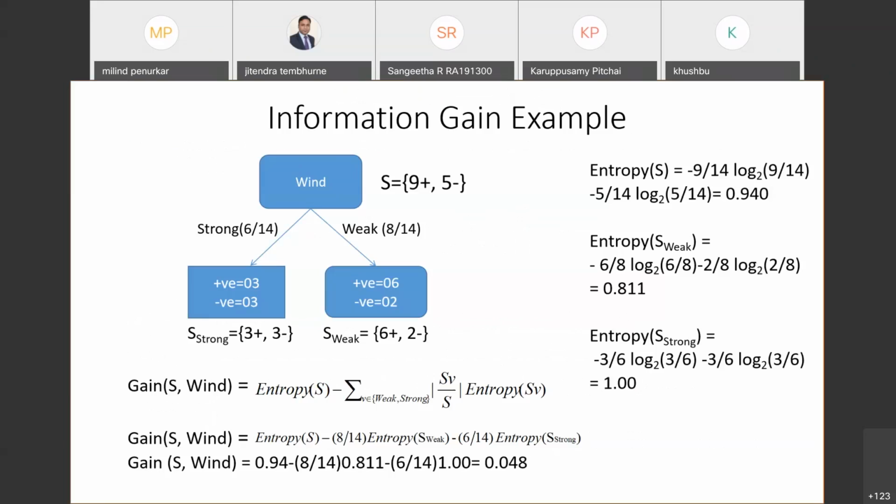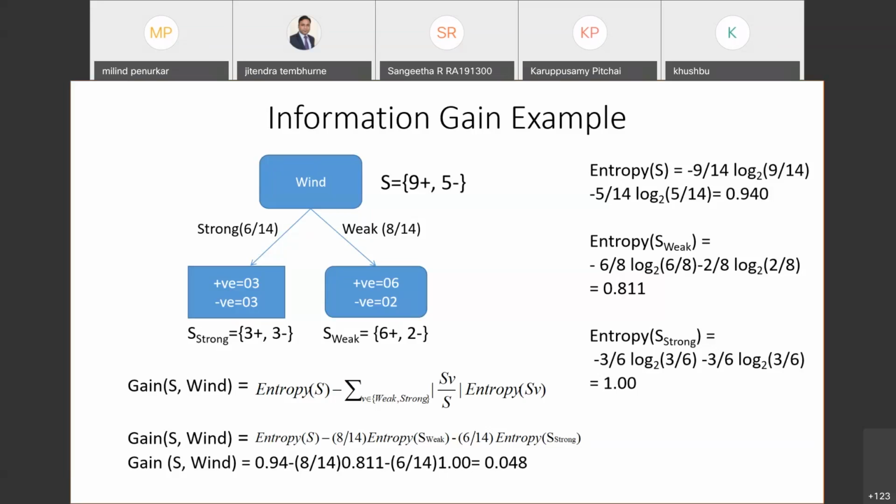Now let's calculate. How do you calculate Gain(S, Wind)? It would be calculated as Entropy(S) minus the summation over values weak, strong of |Sv| divided by |S|, the fraction, multiplied by Entropy(Sv). So we have to consider both: Entropy(S weak) and Entropy(S strong) need to be calculated.